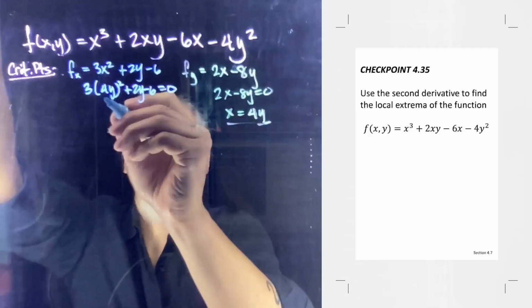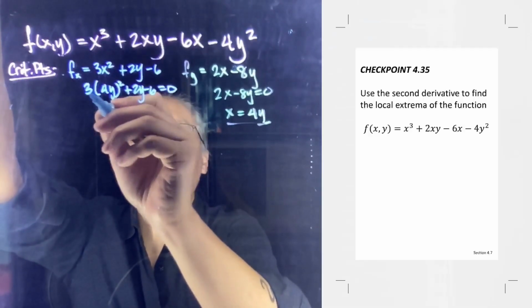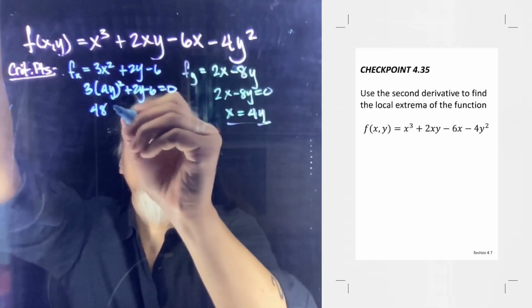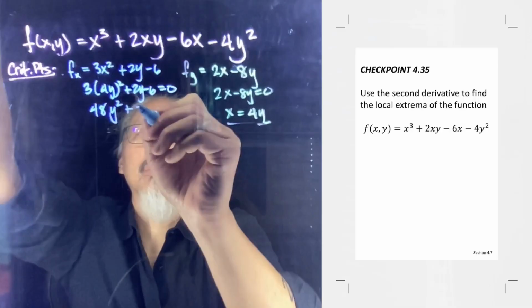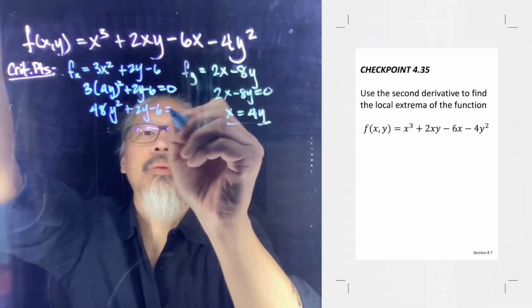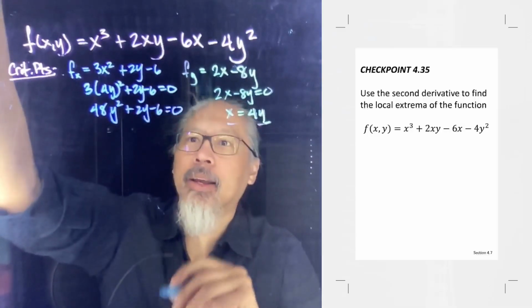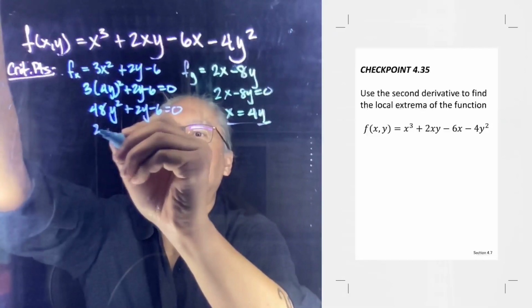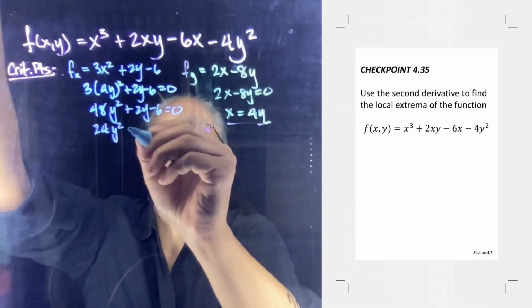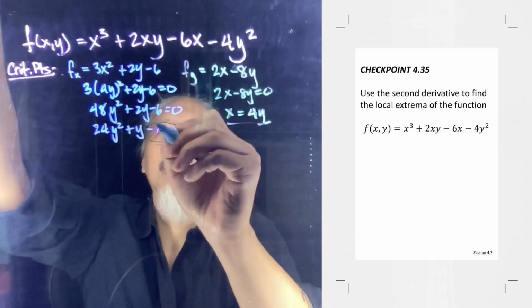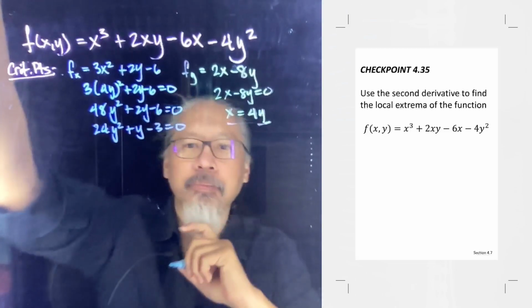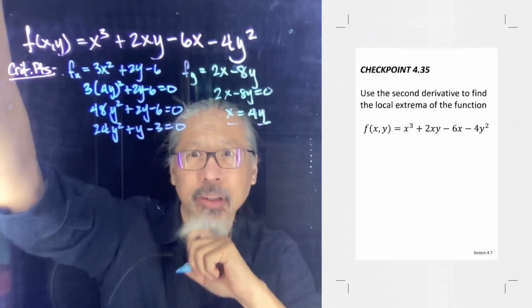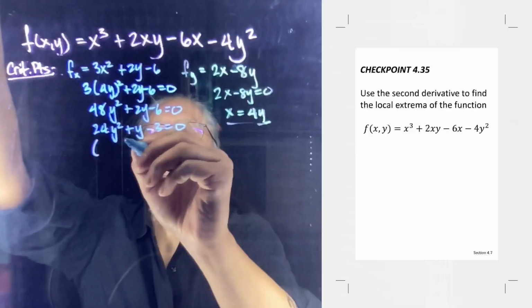And then this expands to 16 times 3 is 48 y squared plus 2y minus 6 equal to 0. And I think we can take out a 2. That might make things a little bit easier. 24y squared plus y minus 3 is equal to 0. I think this is factorable. Let's see.